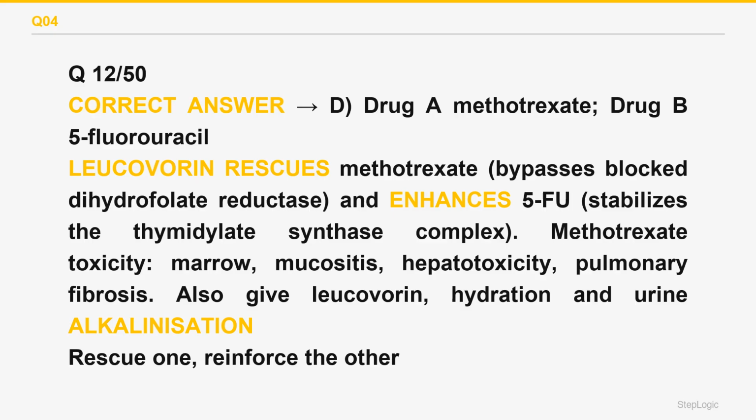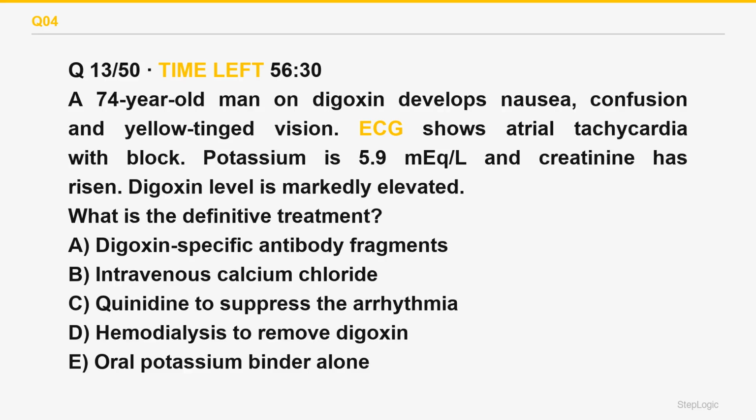Methotrexate elimination is renal, and its toxicity is worsened by acidic urine, which is why high-dose protocols include hydration and urinary alkalinization alongside leucovorin, and why NSAIDs, which reduce renal clearance, are avoided. If you see leucovorin in a regimen, decide whether it is rescuing or reinforcing.